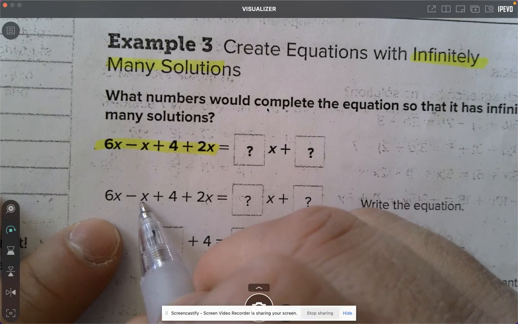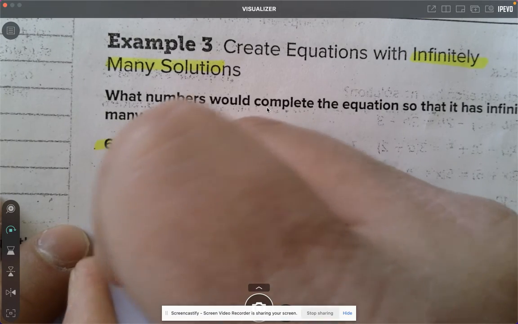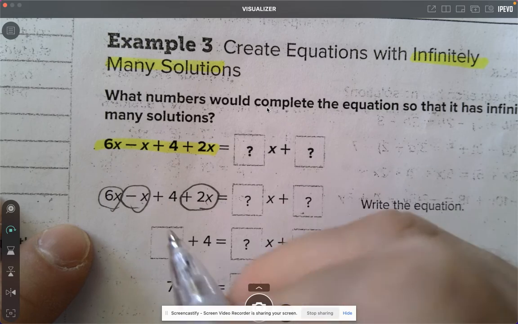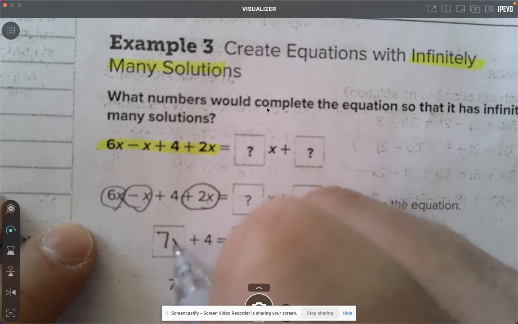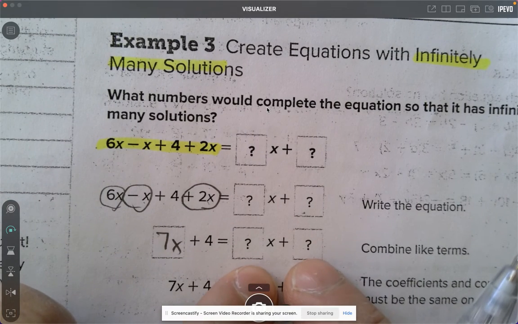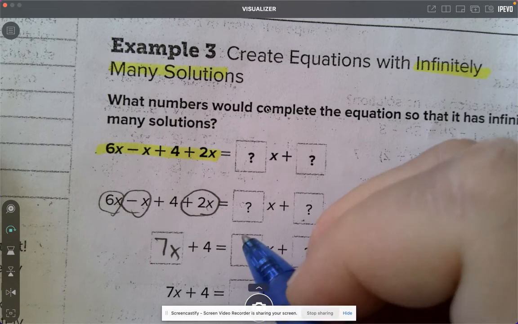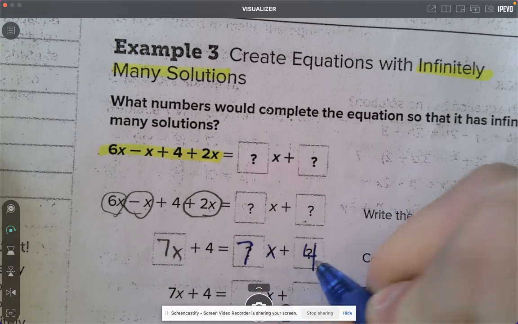When you put it in simplest form, 6x minus x. Look at that, there's three terms: 6x minus x and positive 2x. That's 5x here, and then that's 7x plus 4. So now we know that we want this right side to be 7x plus 4 because we want it to be identical. So I'll just put, we want it to be 7x plus 4.